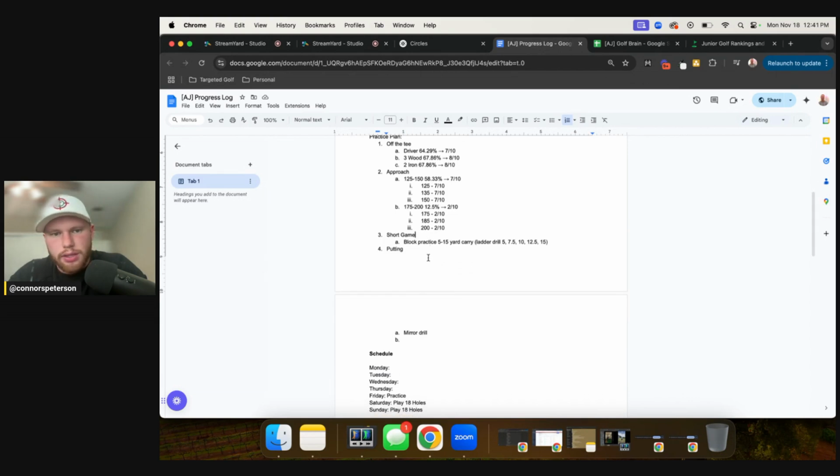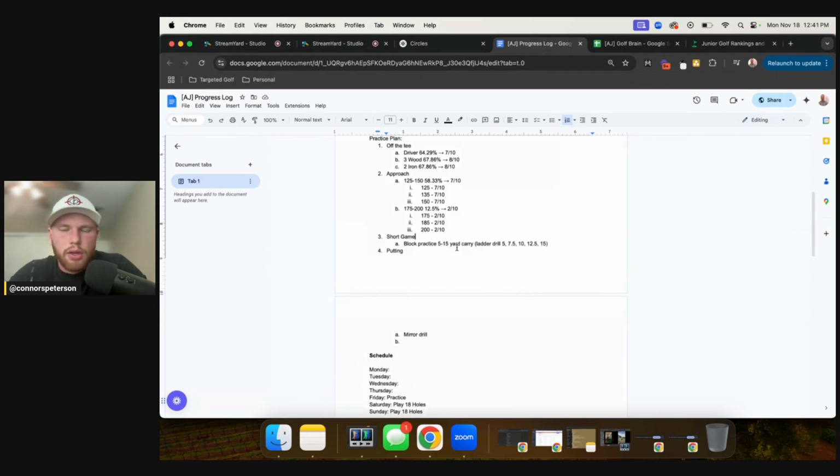I don't get too meticulous on short game. You can also throw in bunker stuff as well. But again, a lot of times that's not where players need to put the most time.